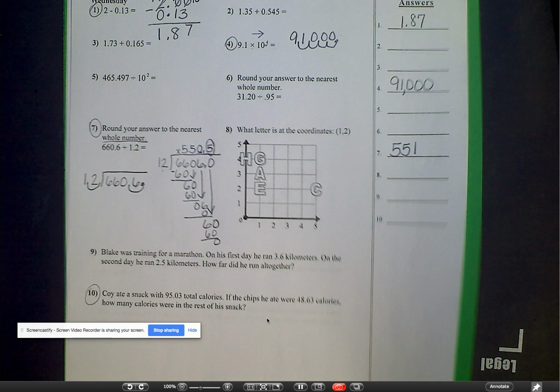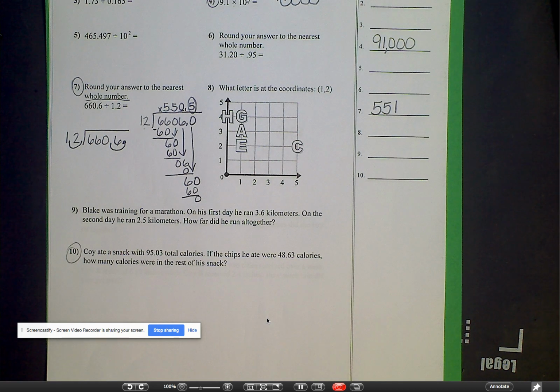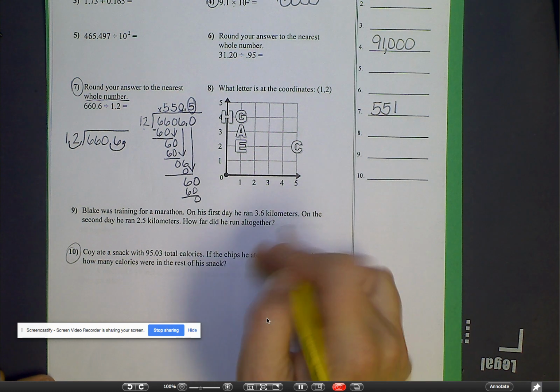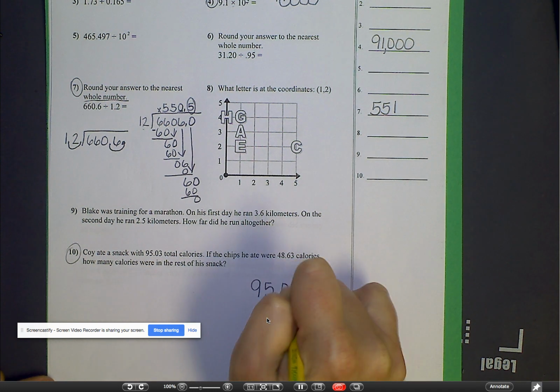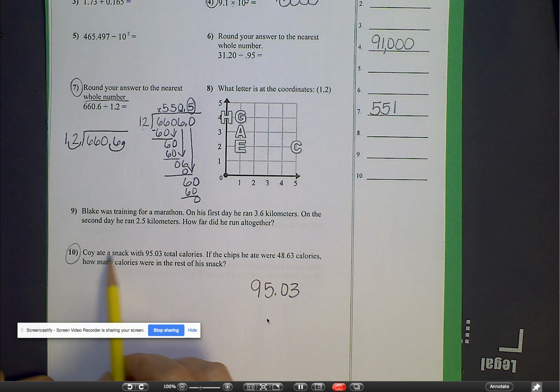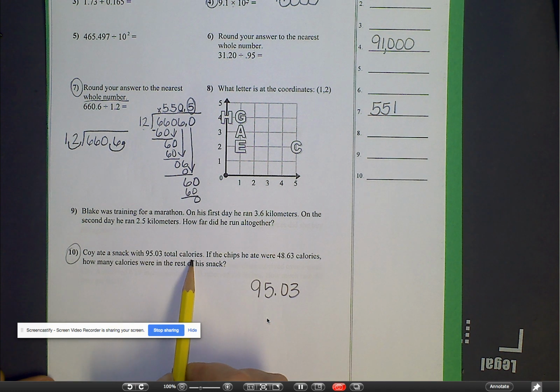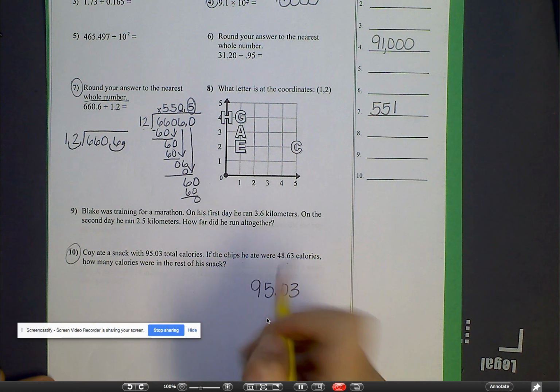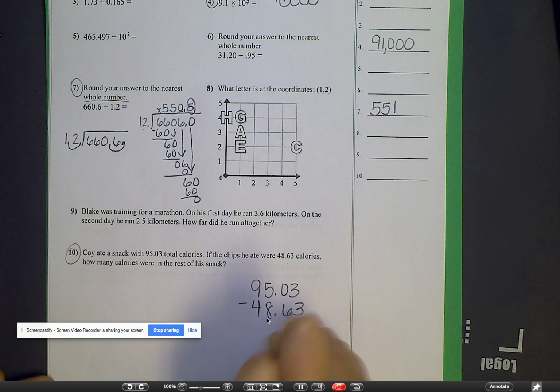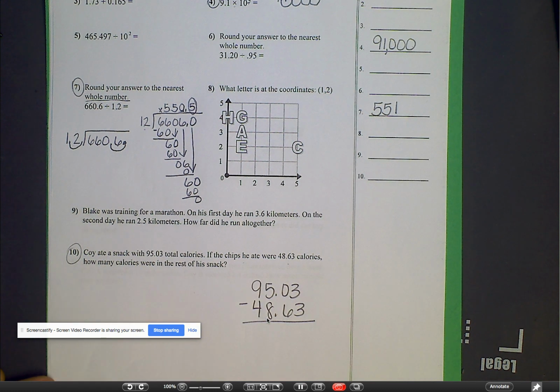So I'm going to go ahead and do number 10 with you. Coy ate a snack with 95 and 3/100 total calories. If the chips he ate were 48 and 63/100 calories, how many calories were in the rest of his snack? Okay, so I know that this is the total amount. The number is not going to get bigger because it says that he ate the snack with that many calories. And I know that the chips he ate was that much. So if I subtract this, then that's going to tell me how many calories were in the rest of his snack.